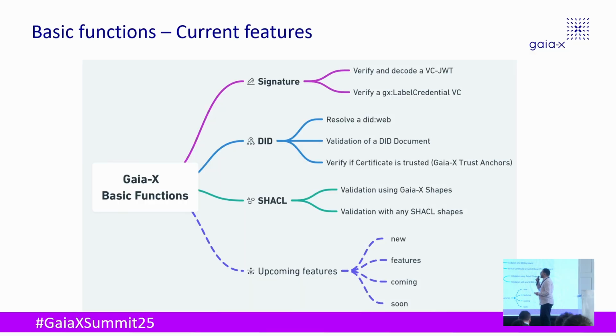So currently for the basic functions that's what we have, and as you can see, there are upcoming features that are coming soon. The first part is the signature. The first thing is that you can simply verify any VC JWT. That's the same one that's used for Loire and Danube. And also you can verify, I think it was mentioned in a presentation yesterday by Stefan Dooms, for example, the compliance credential. So there's that function as well.